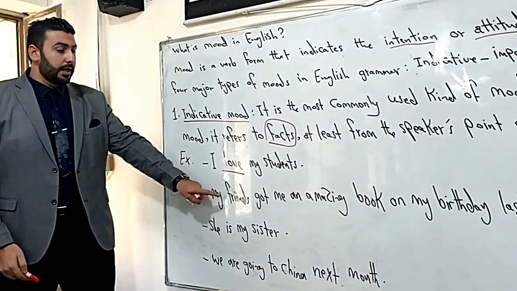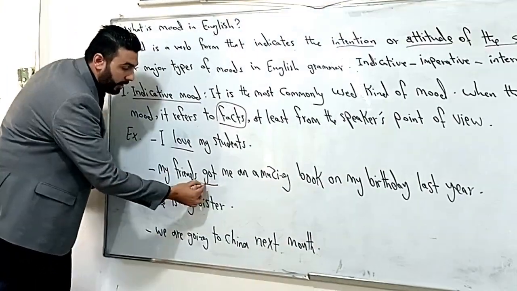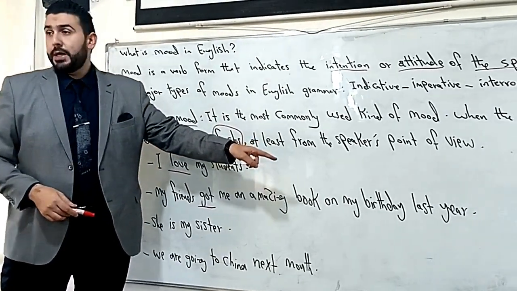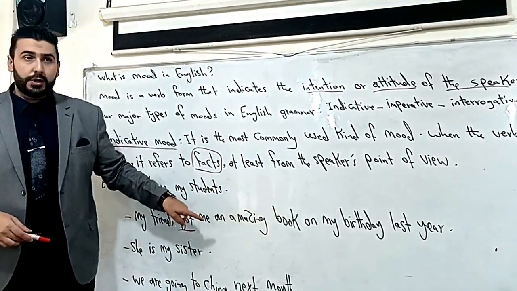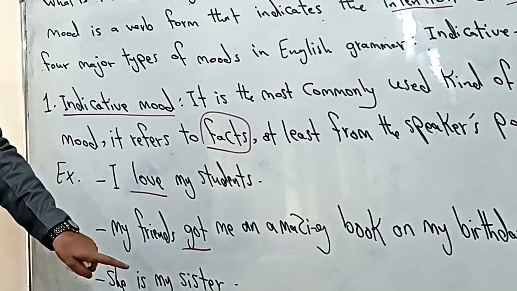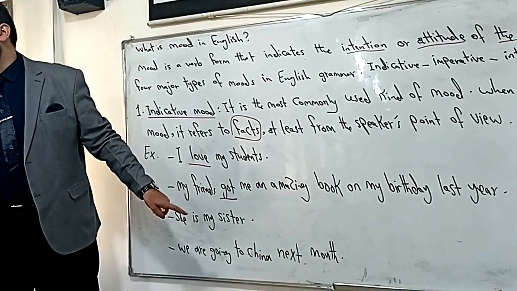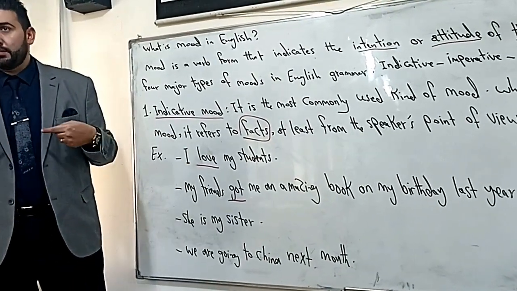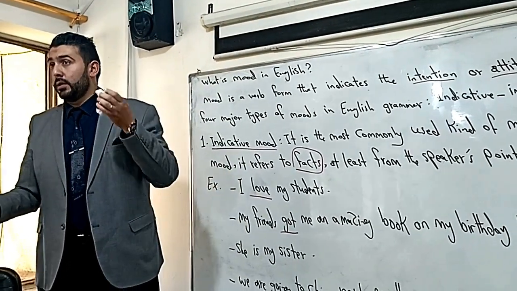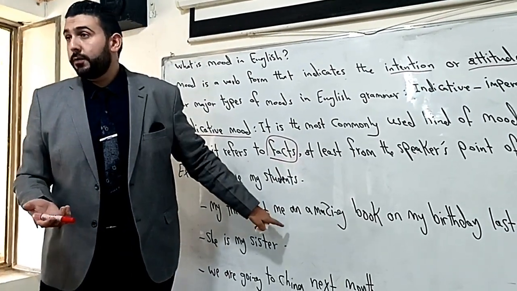My friends got me an amazing book on my birthday last year. Here, got is a verb used in the indicative mood. It's telling us a fact. My friends got me an amazing book on my birthday last year. Okay? So this is a fact.